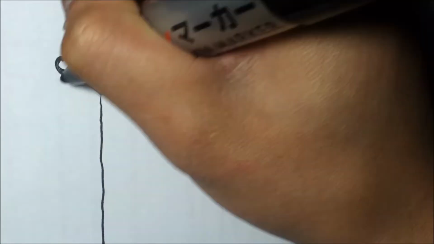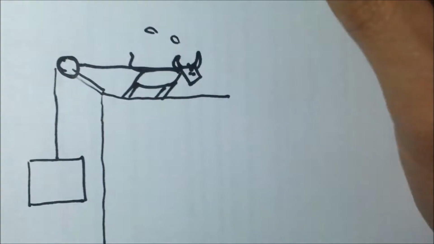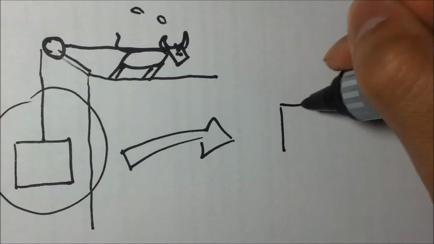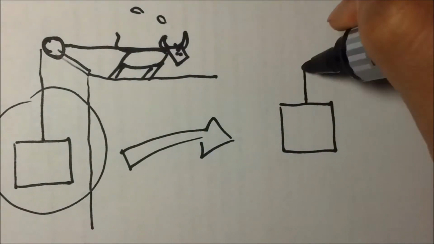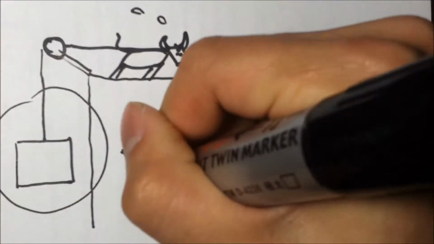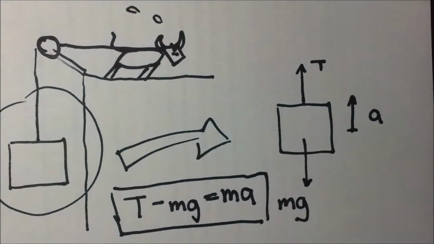Let's move on to something more complicated. A force is applied in lifting up a heavy box. We're analyzing the box, so let's isolate the box and draw the free body diagram. All forces acting on the box must be included, which includes the tension of the rope, the weight of the box, and finally the acceleration. All these can be put into an equation, with all forces on one side and the acceleration on the other.